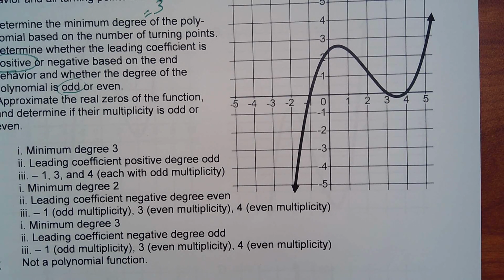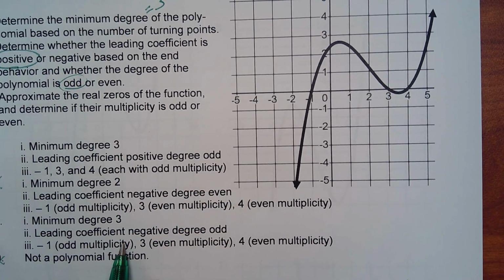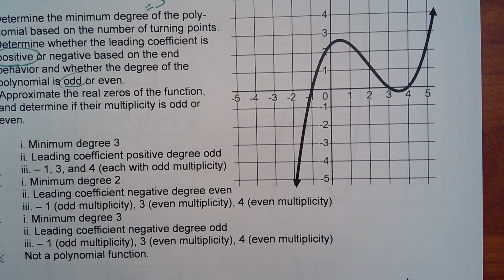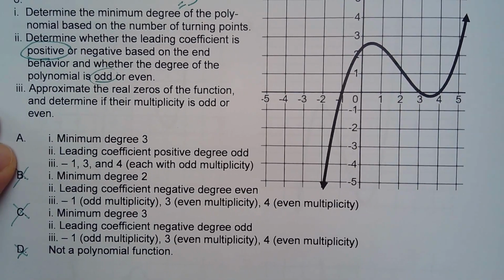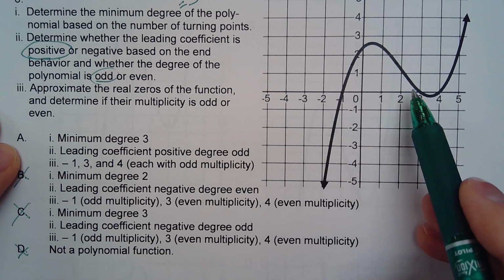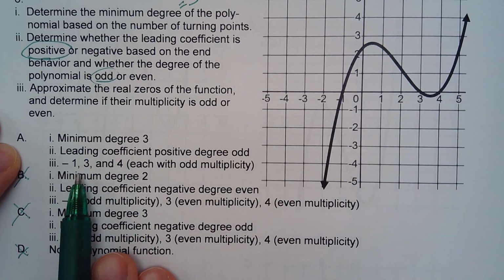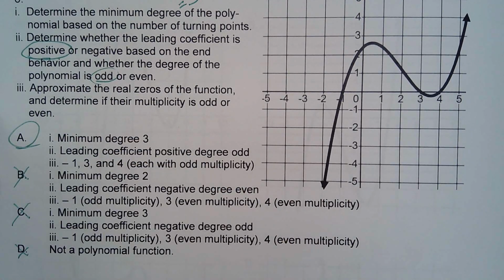All right, so let's see if we can narrow it down. So positive, degree odd, right? Okay. All right, so this should eliminate C. So my answer choice should be A, but let's double check it. Cross, cross, cross. So each of them has odd multiplicity. So yeah, A is the match.